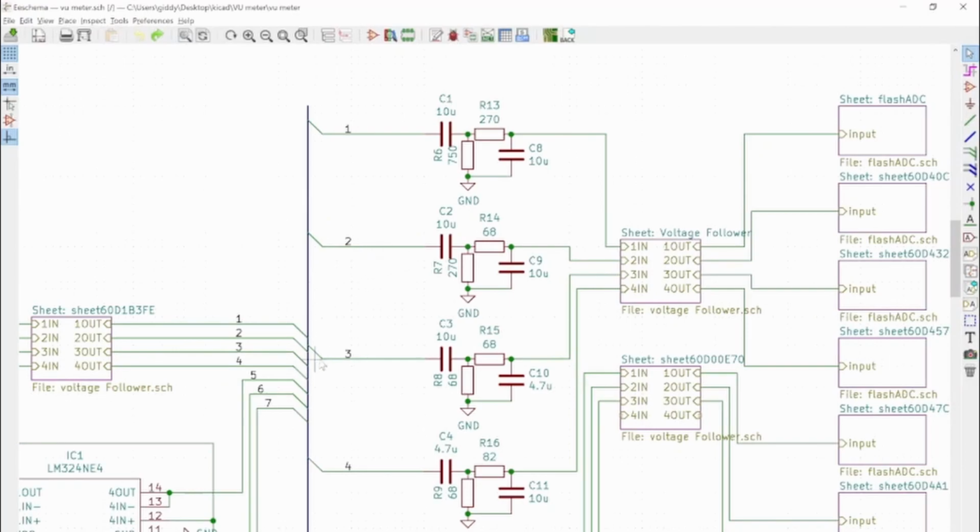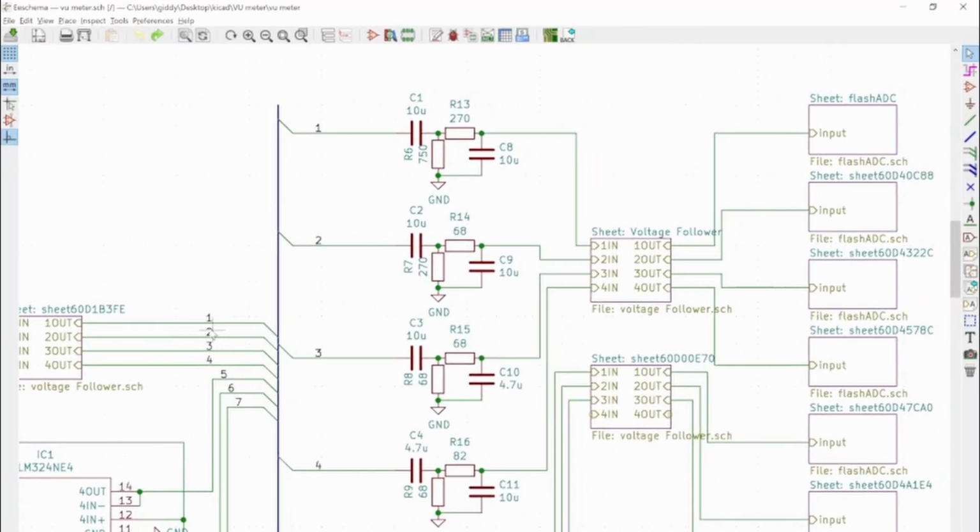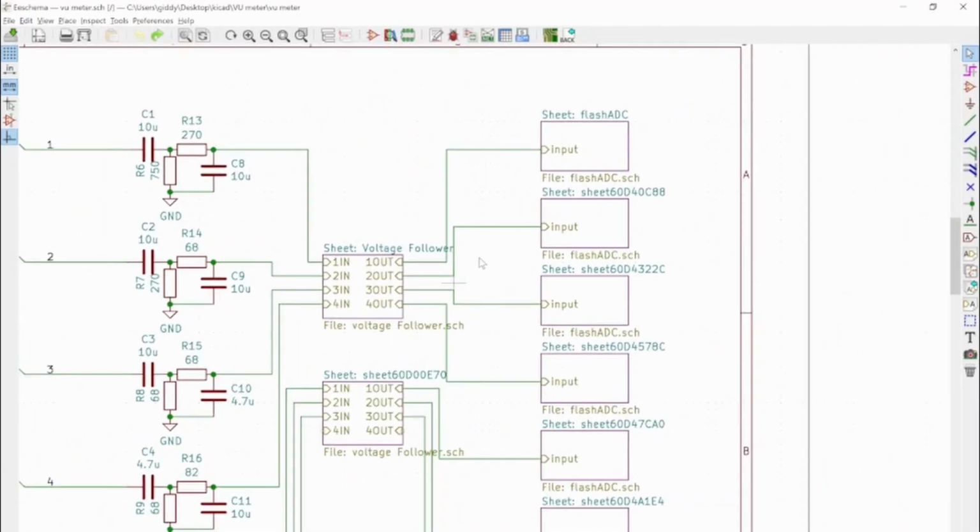filters. This blue wire is all the wires. So we're just taking the output, filtering it, so we're removing the low frequencies and the high frequencies in different bands, and then doing another voltage follower, and then we're putting it into the analog to digital converter.